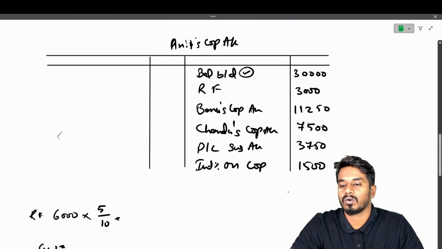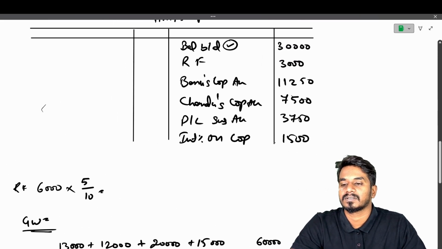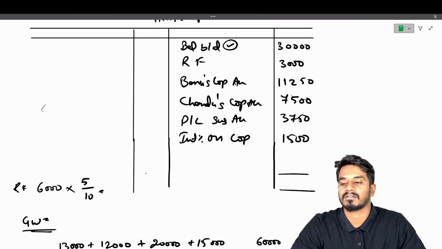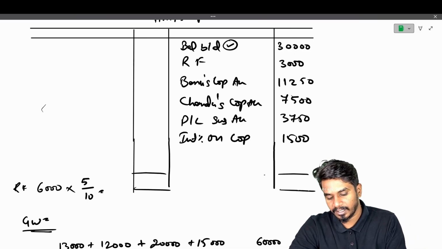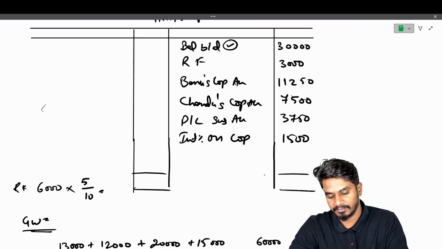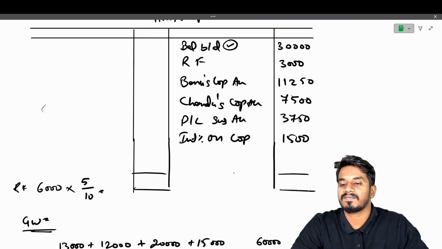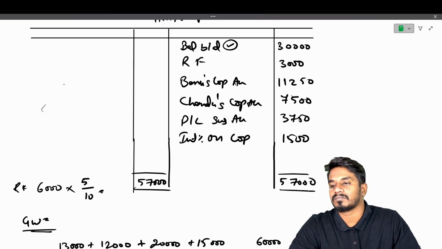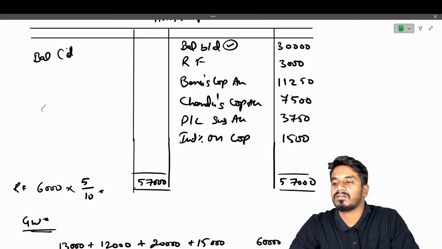So let me drag the column a bit. I hope you are understanding it very well. We have some calculation here. That is fine. So total it now. We don't have anything on the debit side. 30,000 plus 3,000 plus 1,250 plus 7,500 plus 3,750 plus 1,500. So the total is 57,000. So the balance carried down will be 57,000.